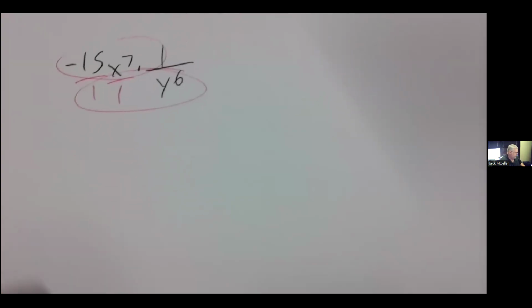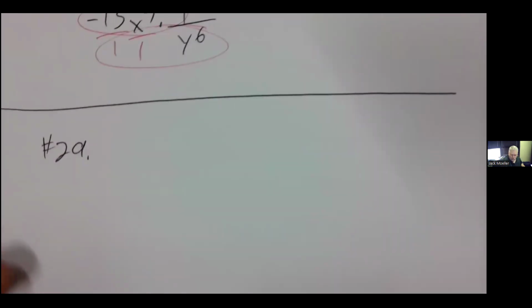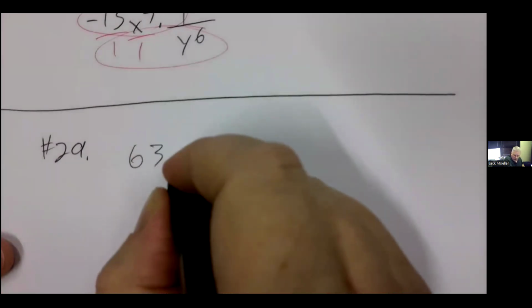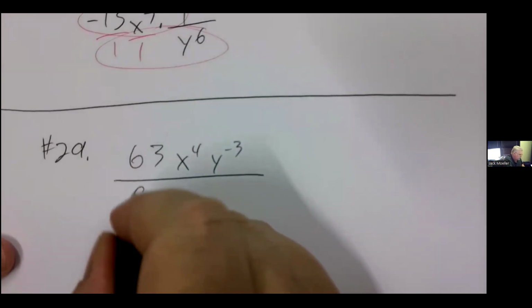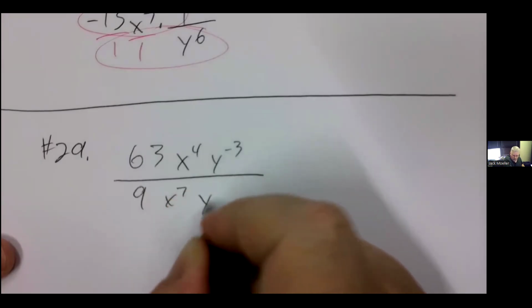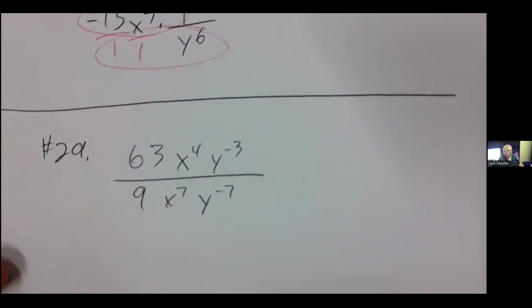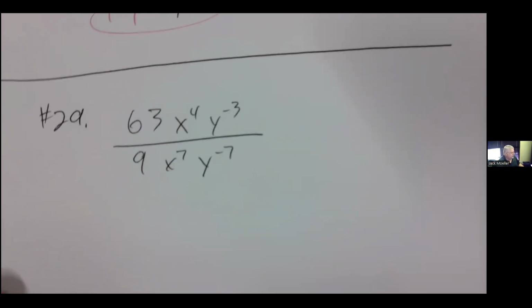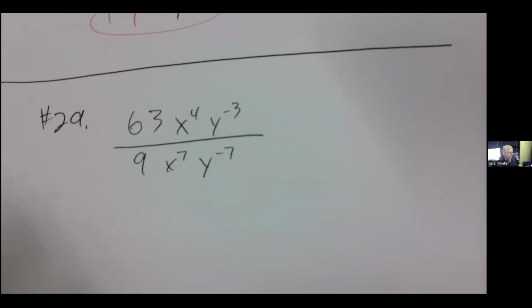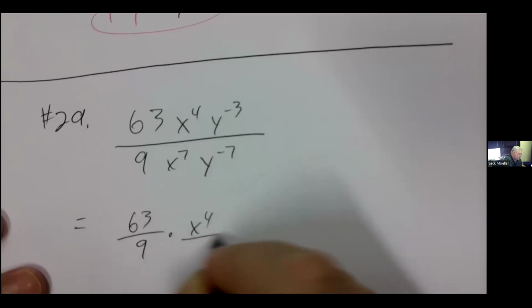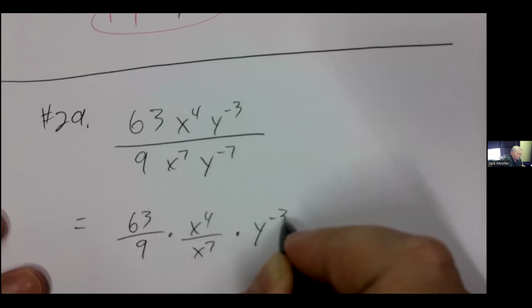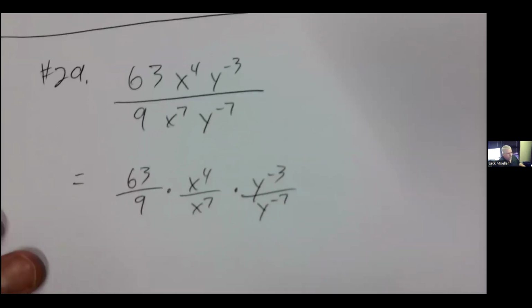All right, so let's do one last example, and we're good with this section of notes. The 29, we have 63 x to the fourth, y to the negative 3 over 9 x to the seventh, y to the negative 7. Now my hint on this is just like with the multiplication, we split it up into numbers with numbers, x's with x's, and so on. Treat this like three fractions. 63 over 9 times x to the fourth over x to the seventh times y to the negative 3 over y to the negative 7.